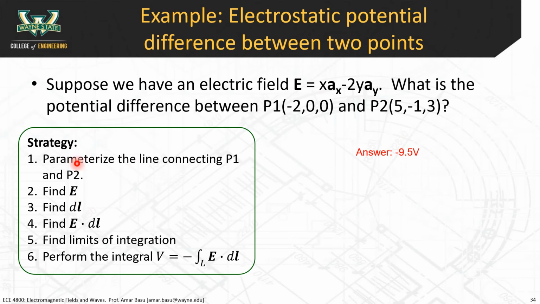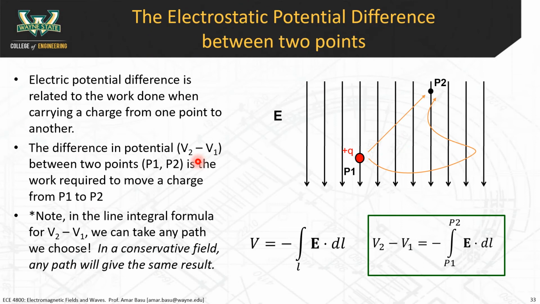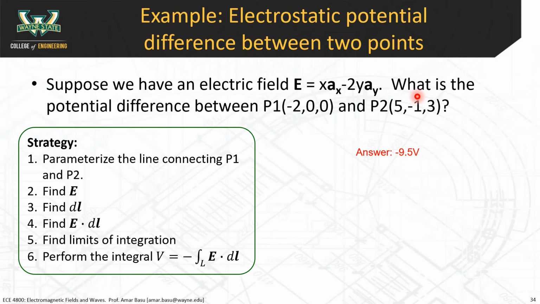The first part of the strategy is to parameterize the line that's connecting P1 and P2. As you saw here, we can decide what line we want to integrate along, and oftentimes it's easy to just pick a straight line like this. If you don't know what the field looks like and you want to minimize the amount of math you're doing, just pick a straight line between P1 and P2. And we have to parameterize that line. This is an important part that you may or may not have seen before in your math classes, so I want you to see how to do this.